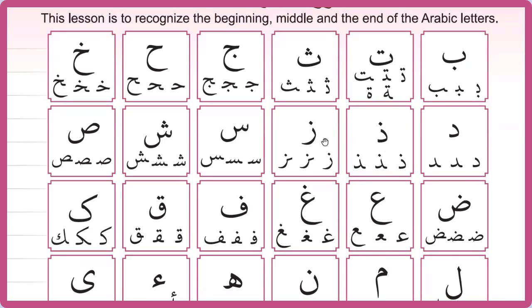Now this is za. So you can see the difference. Dal is like a Pac-Man face, right? But za is a kind of different shape. Okay, but za has a buzzing sound, but not the thal.